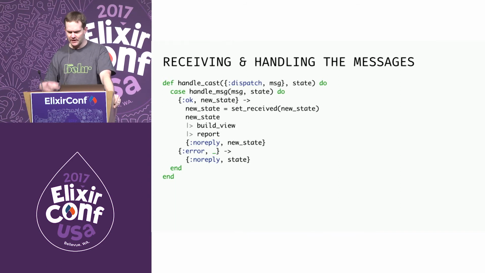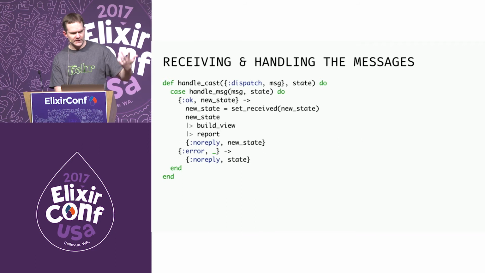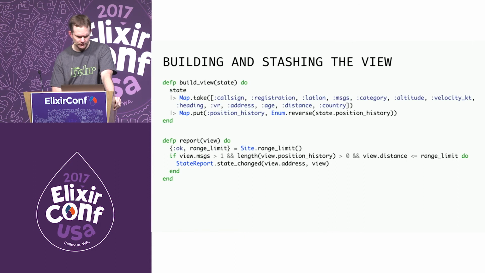It's been fun to correlate that visually on the map, because I've started to develop an intuition about where these aircraft go out of range, so I can visually verify that. After the message is handled, the aircraft has likely updated its state. I call a build view function, and it pipelines that result into a report function. Those two functions transform its internal state into a nice view of the state, and then push it into an ETS table.